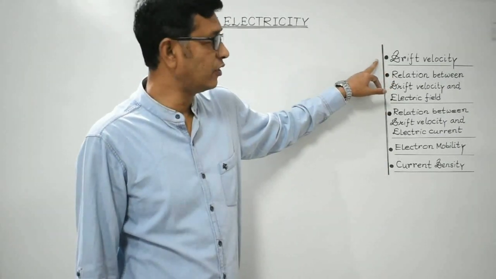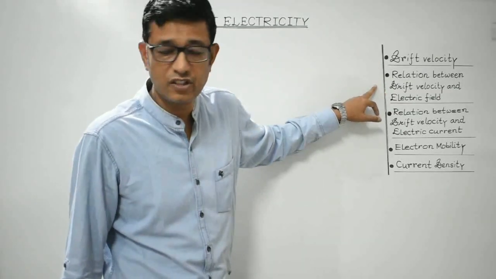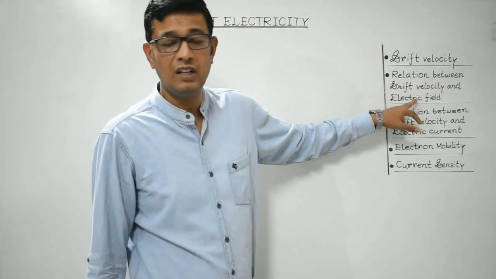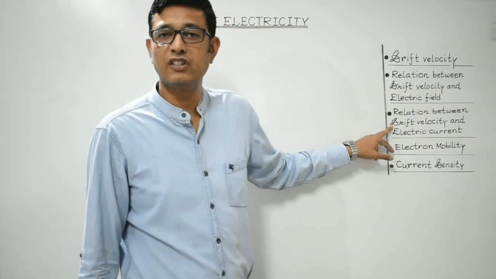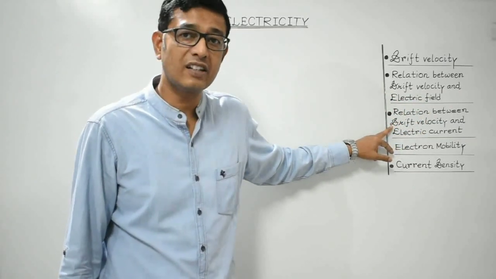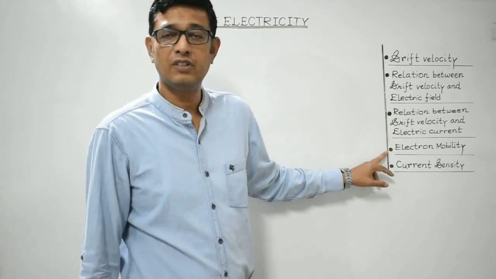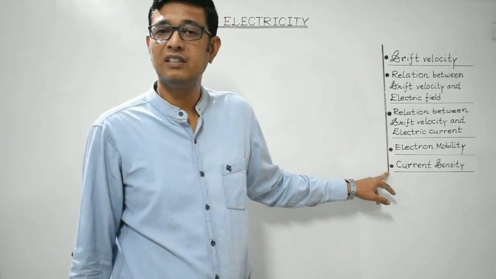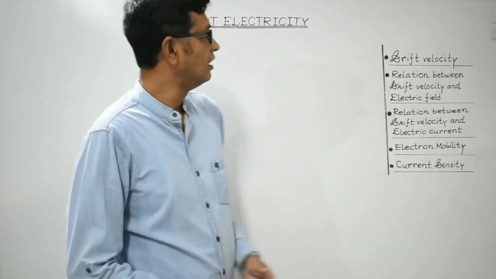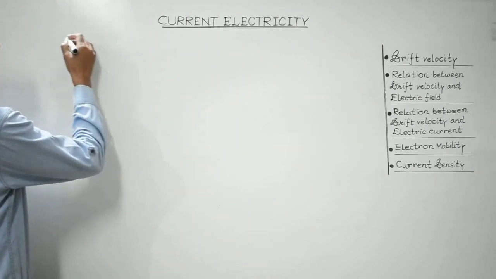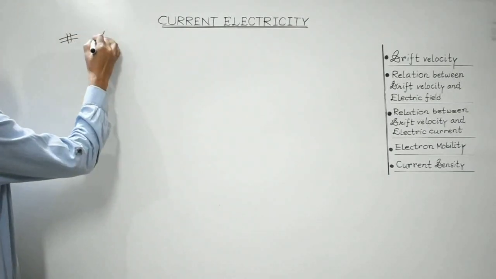We will start with drift velocity. Then we'll try to find out the relationship between drift velocity and electric field. Then we'll try to get the relationship between drift velocity and the electric current. And last, we'll discuss electron mobility and current density, right? So let's begin with drift velocity. First topic is drift velocity.